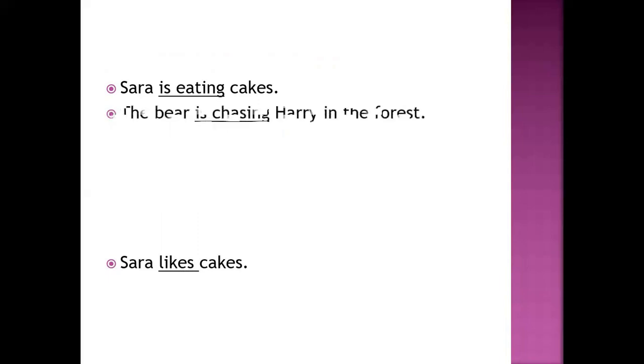Sarah is eating cakes. Sarah likes cakes. See the difference. Sarah is eating cakes. Sarah likes cakes. The bear is chasing Harry in the forest. The bear wants honey. Can you compare all these examples and have you found the difference? Due to the usage of the verb, here you can see the difference.